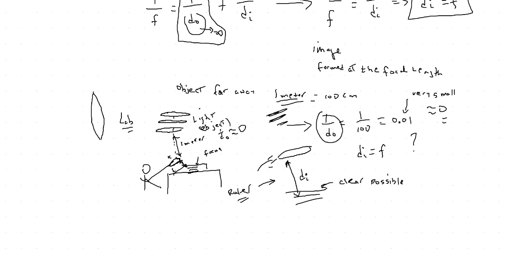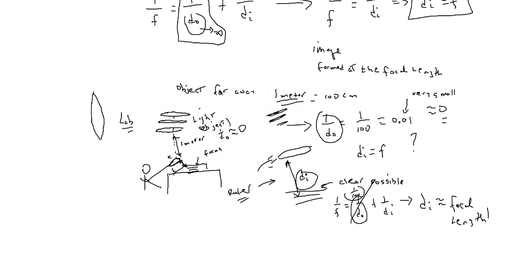If you measure DI, remember, we have 1 over F equals 1 over DO plus 1 over DI, right? Now, if this is almost 0, it's 1 over 100, so we're going to take this to be almost 0. Then we have that the image distance we're measuring with our ruler is approximately equal to the focal length. So there's our first measurement of the focal length. Okay? Hope that helps.